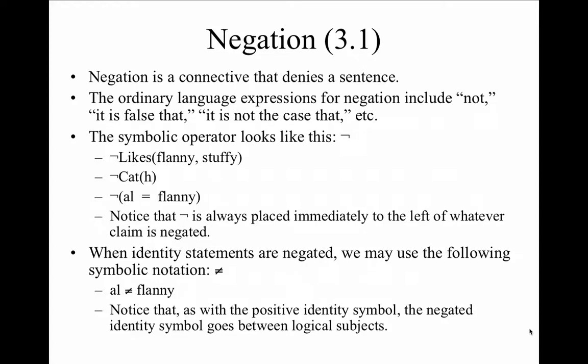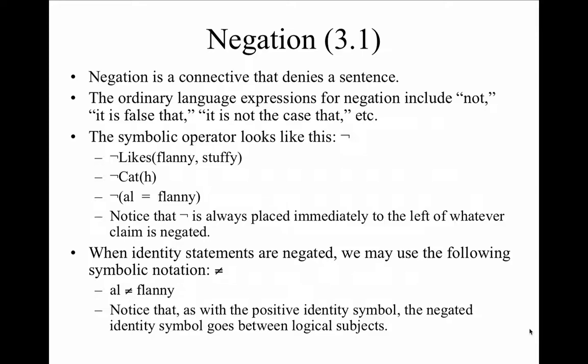So here's how we will notate our sentences using negation, conjunction, and disjunction. Let's start with negation. What negation does is deny the sentence it's negating. So the ordinary language expressions will include language like not, it is false that, it is not the case that, and so forth. You've already seen the operator. Again, I'm going to use the language operator and connective to refer synonymously both to the symbol hook, but also to the name negation.